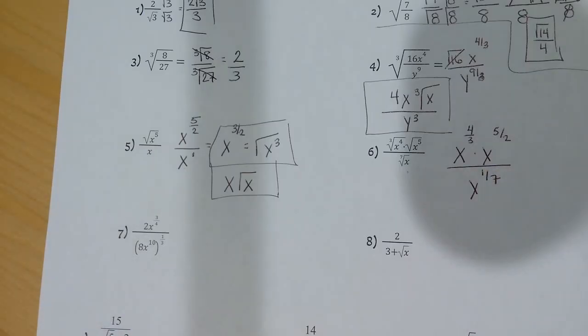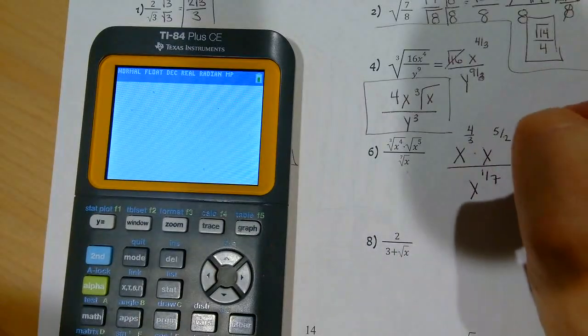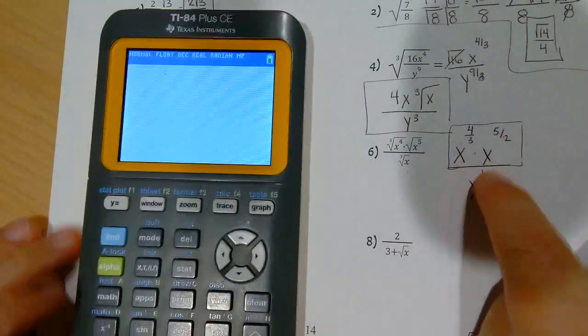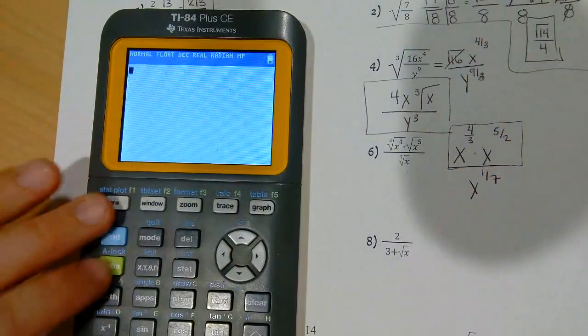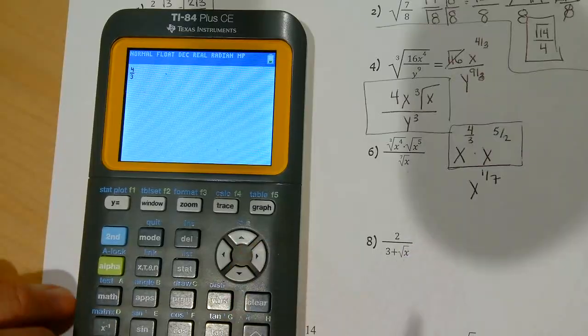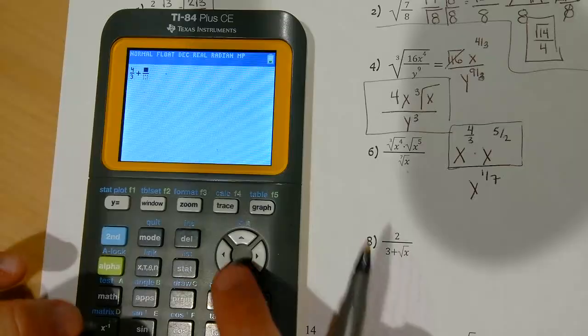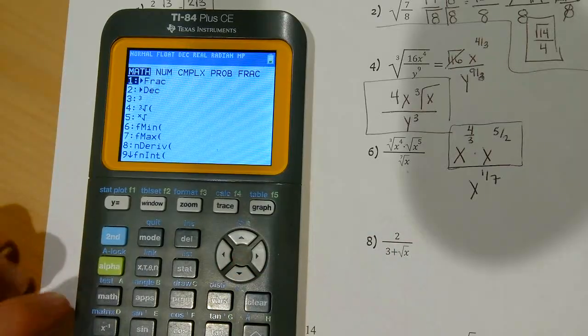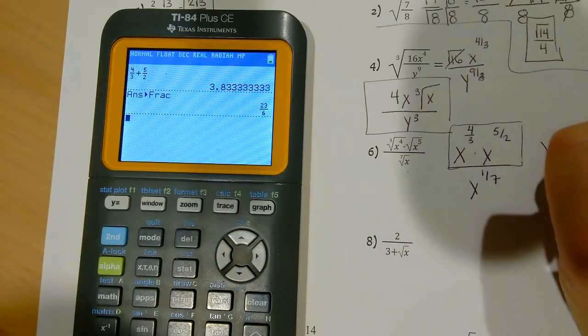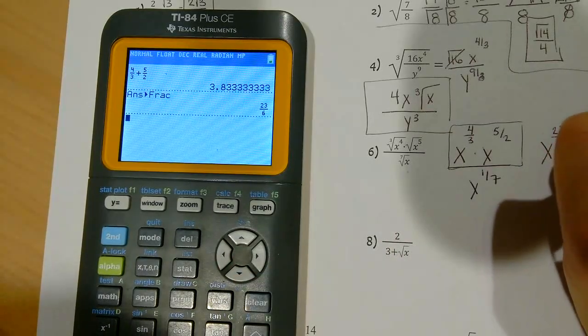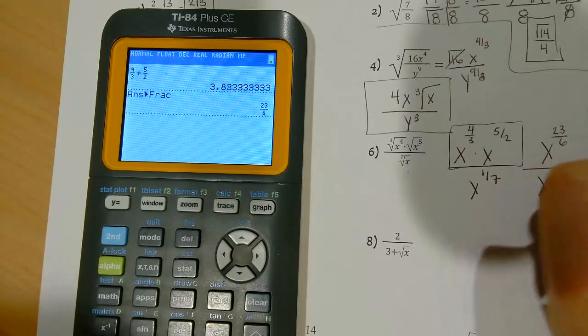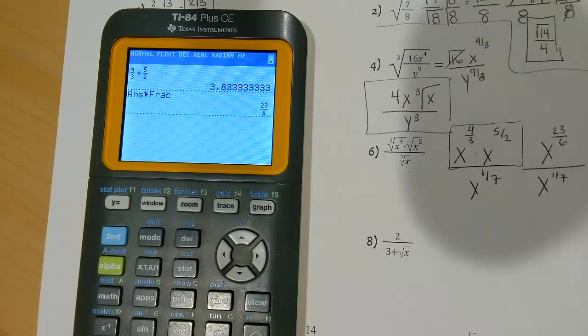Okay, now I have all like bases, right? They're all x's. So what comes naturally? Multiplication tells me to add the exponents. So I've got 4/3 plus 5/2, math frac. That gets me x to the 23/6 and x to the 1/7.